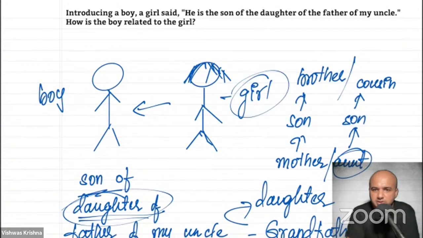Okay, Pratiksha has answered brother or cousin if aunt. Yeah, that's correct. What about others? Did you get it, guys? I hope you got it. I know blood relations questions can be confusing, but if you give some time or if you practice enough number of questions, then you can easily understand the logic behind every question.